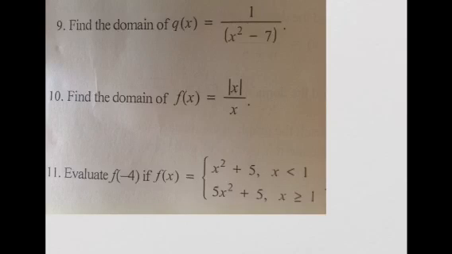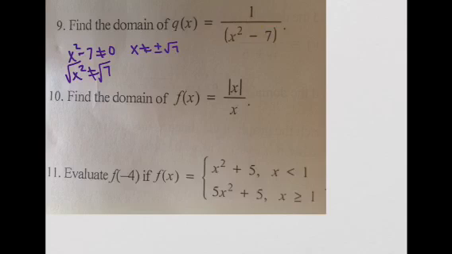Alright, so for number 9, they're asking you for the domain, and remember, if there is an x in the denominator, you've got to make sure that this denominator does not equal 0. It could be any number except for 0. So we set it up: x squared minus 7 cannot equal 0. We add 7 to both sides, x squared equals 7. Take the square root, and so then you get x cannot equal plus or minus radical 7. So the domain is any real number except for positive or negative radical 7.